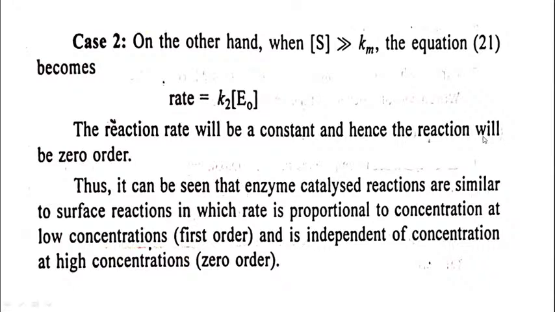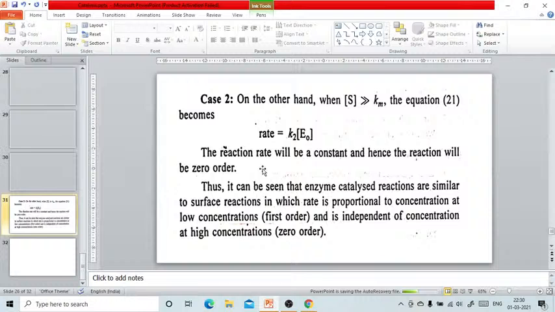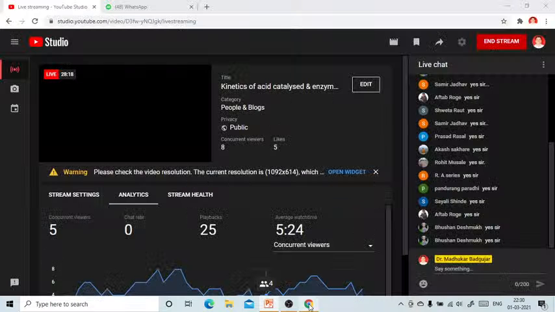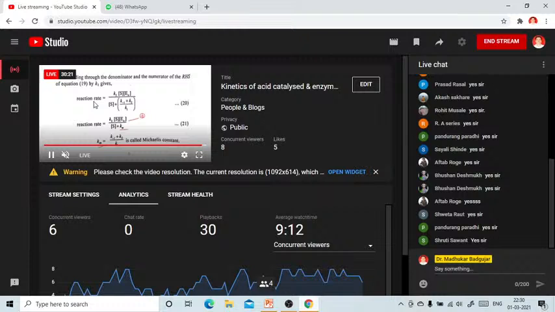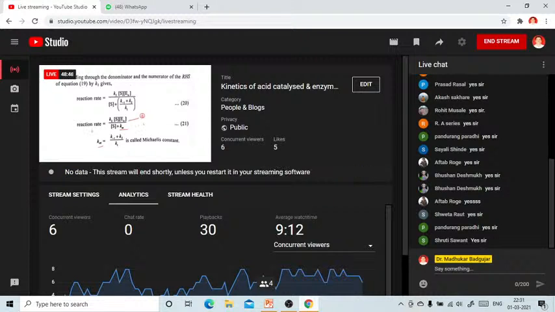So this is the kinetics involved in the enzyme catalyzed reaction. In this way, we have completed this topic, that is acid catalyzed reaction, base catalyzed reaction and enzyme catalyzed reaction. This is a very important topic, so I expect you understand it.